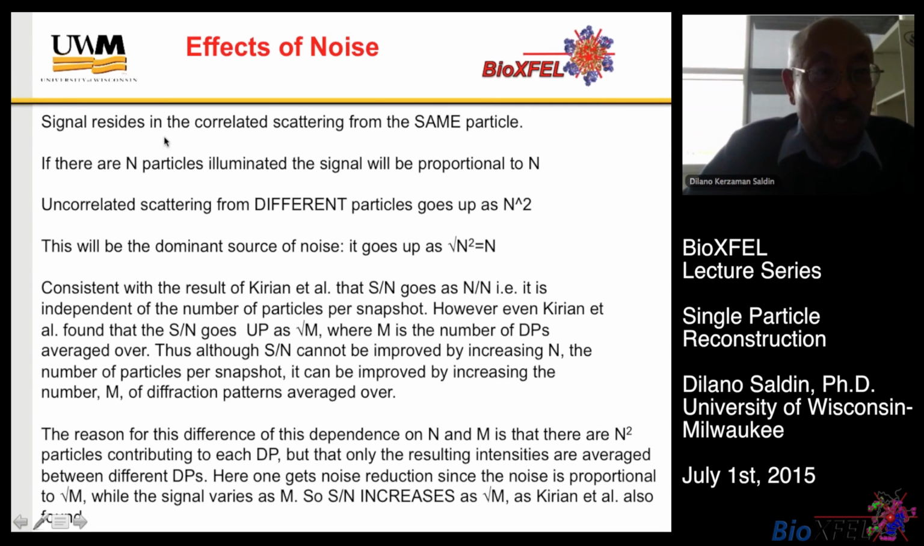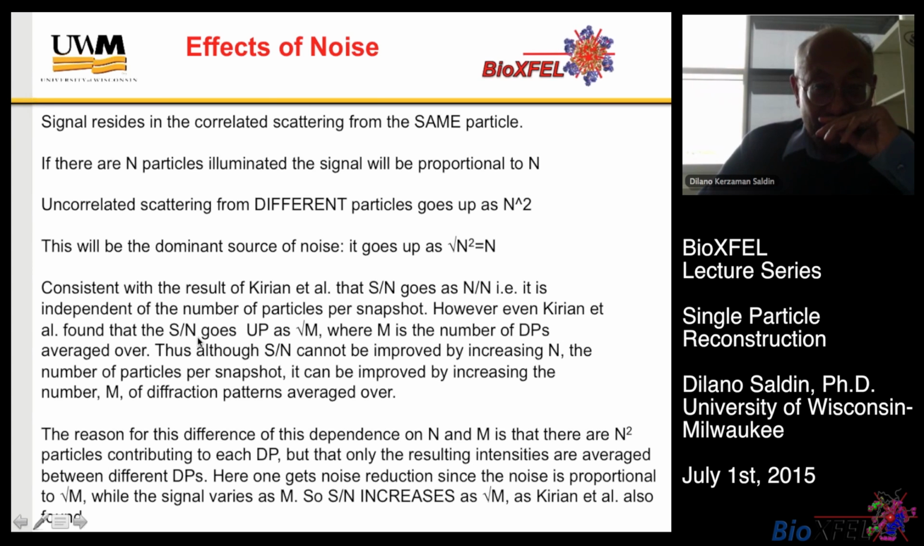Now, what about the effects of noise? The signal resides in the correlated scattering from the same particle. If there are n particles illuminated, the signal will be proportional to n. The uncorrelated scattering from different particles goes up as n squared, and this will be the dominant source of noise, which goes up as the square root of n. This is consistent with the results that Kirian et al. found a short time ago, that the signal to noise goes up as n upon n, and therefore it seems to be independent of the number of particles per snapshot.